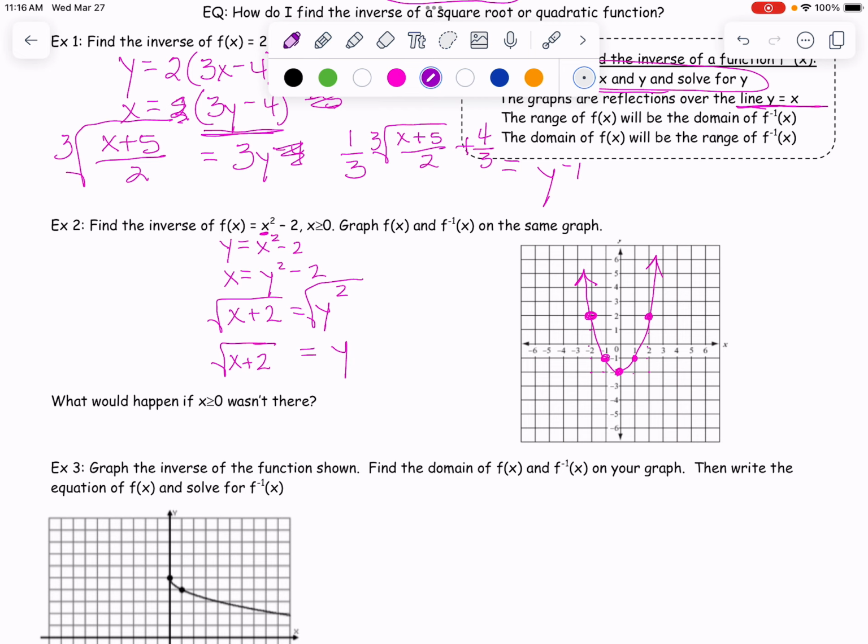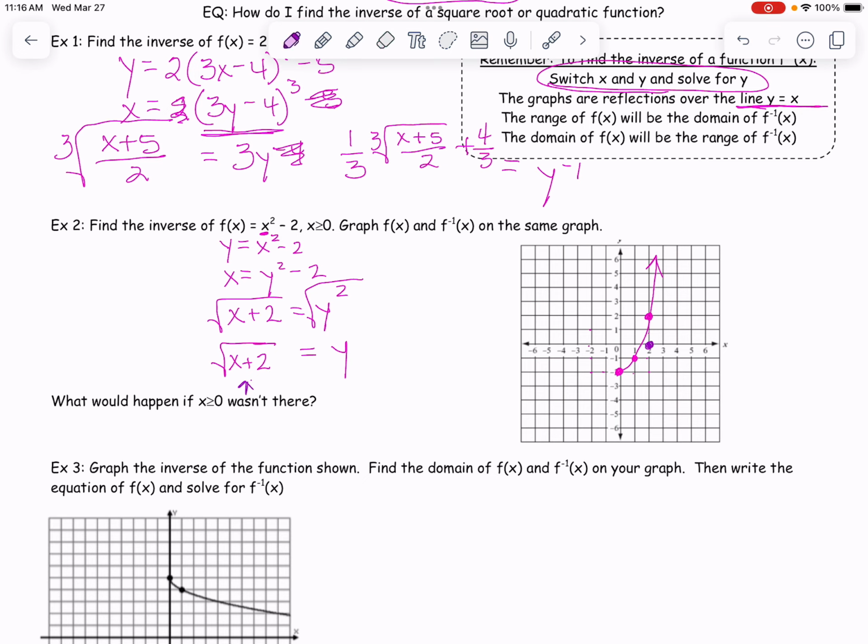Sorry. So this has been moved left 2. Now I'm doing this one. This would be moved left 2. And you can see that on my quadratic, I'm only looking at half, and the half that I'm looking at would be the right side where x is greater than or equal to 0. I'm not looking at this. I'm looking at only this.